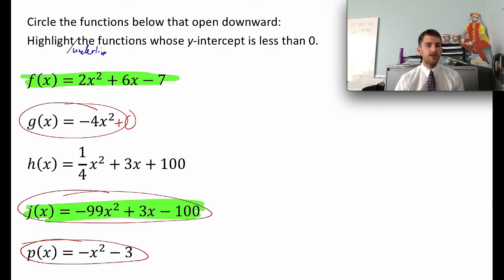P of x, negative x squared minus 3. Don't get thrown off by the fact that the 3 is the second term. It's as if it were negative x squared plus 0x minus 3. So it's still your c value. So that one does have a y-intercept that is less than 0.